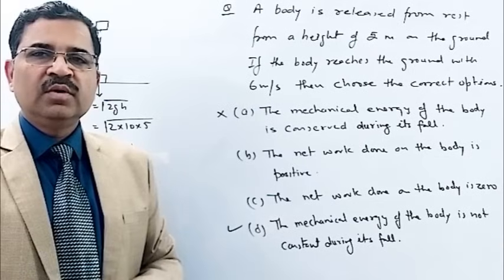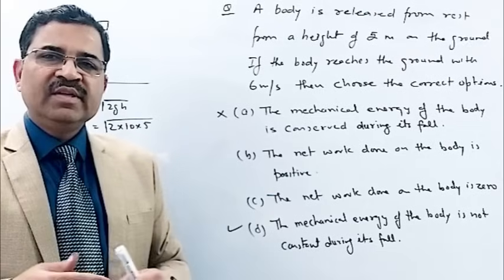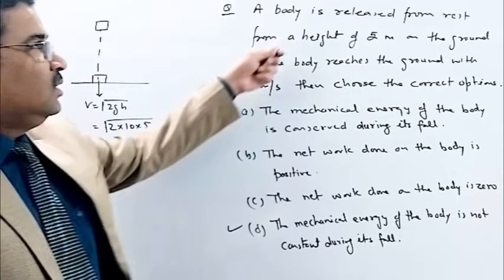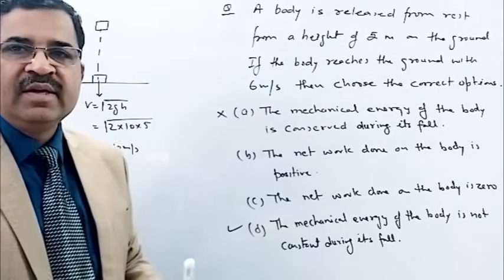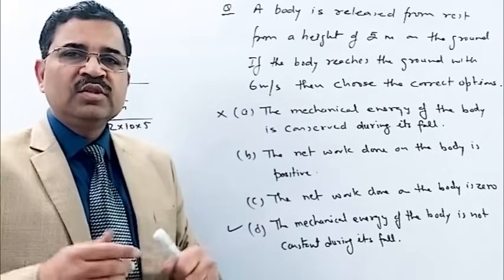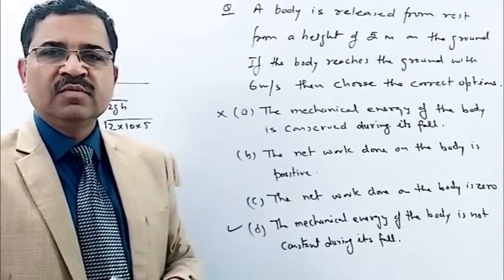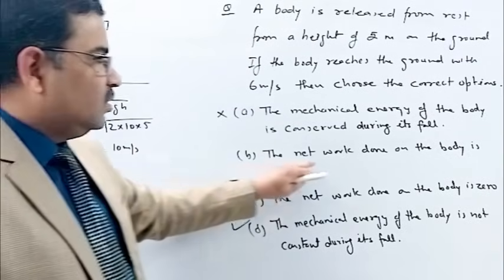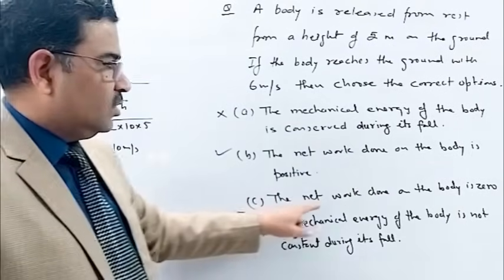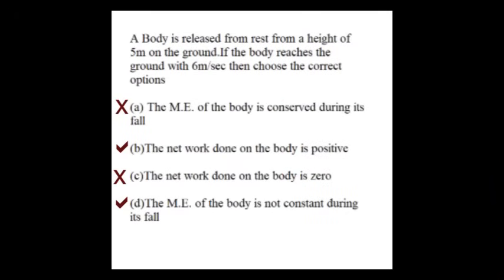Now let us talk about the work done. If the net work done on the body is zero, its kinetic energy must remain constant. Whereas if the net work done is positive, its kinetic energy should increase. Now in this question, the initial velocity of the body is zero, so its initial kinetic energy is zero. But when it reaches the ground, it has a certain speed of 6 meter per second. So this means during the fall, its kinetic energy is increasing. So the net work done on the body should be positive. So the second option, the work done on the body is positive, this is correct. Whereas the net work done on the body is zero, this is incorrect. B and D option are correct.